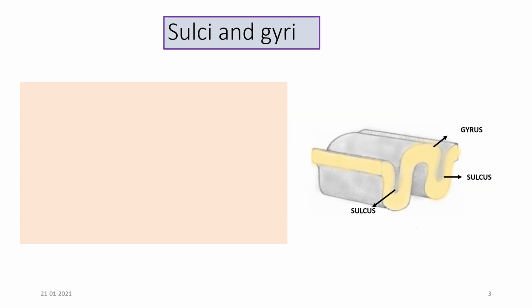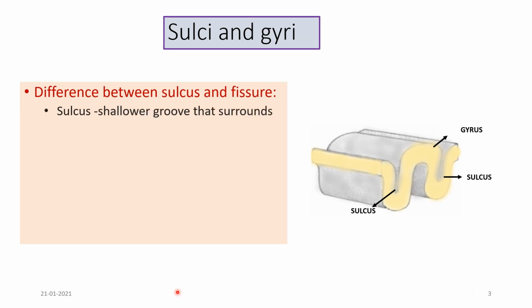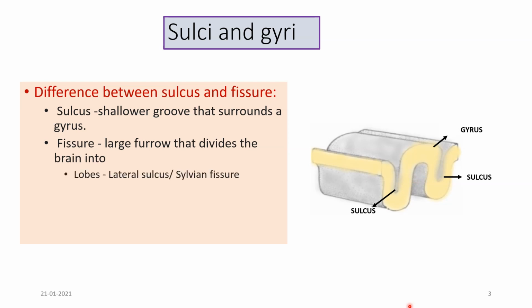Now let us see the difference between the sulcus and fissure. So what is a sulcus and what is a fissure? A sulcus is a shallower groove that surrounds the gyrus. As you are seeing in this picture, you can see the shallow groove surrounding the gyrus, which you call the sulcus.